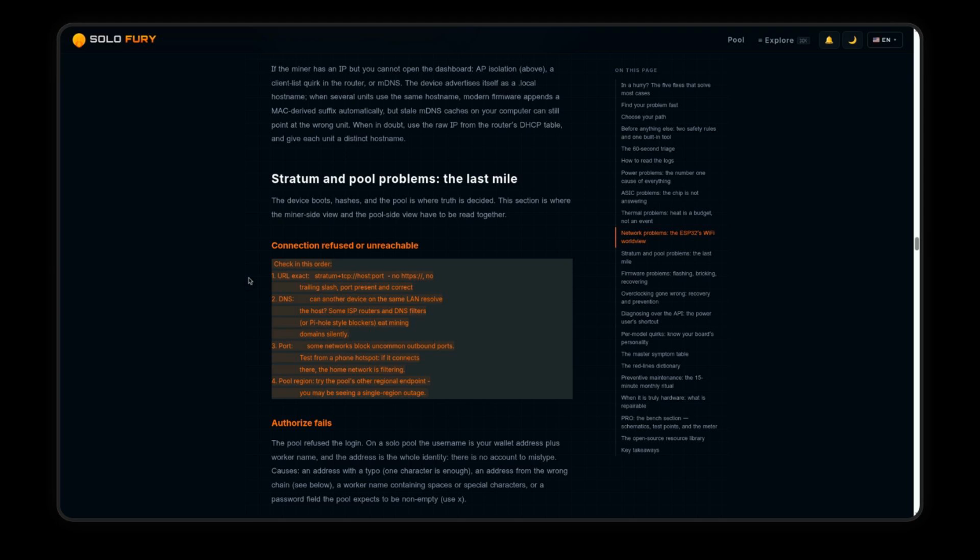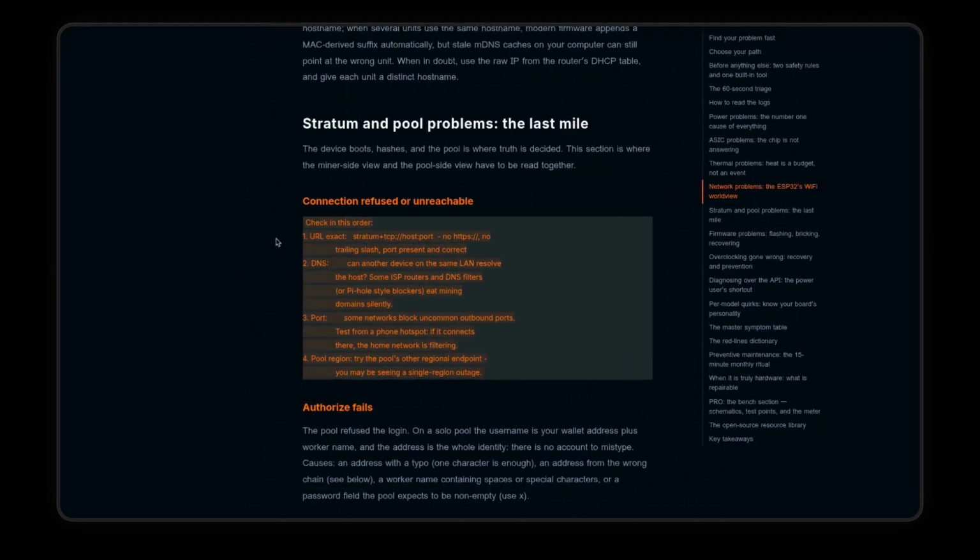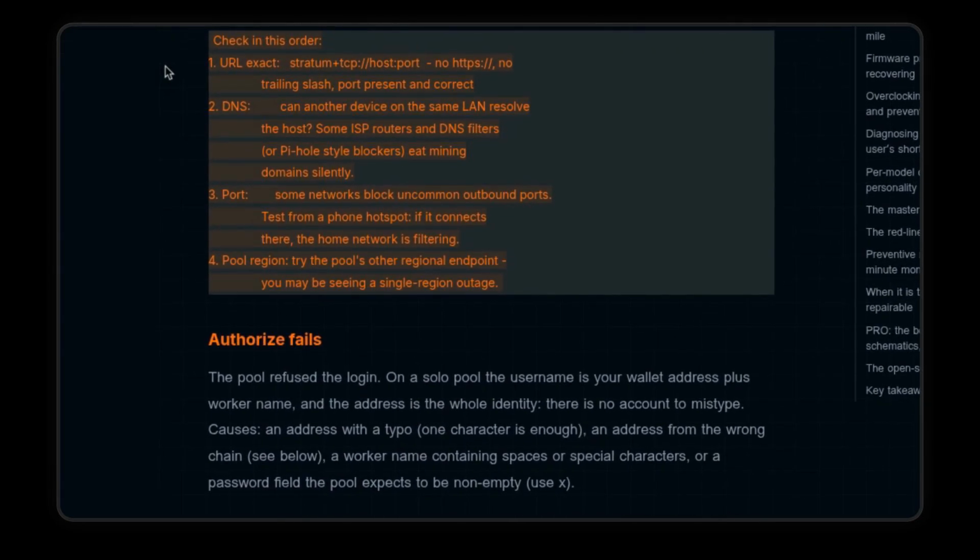from registering properly. Please be wary of the wrong chain address trap, often called the silent killer, as it allows the miner to hash while shares are actually sent to the wrong blockchain.